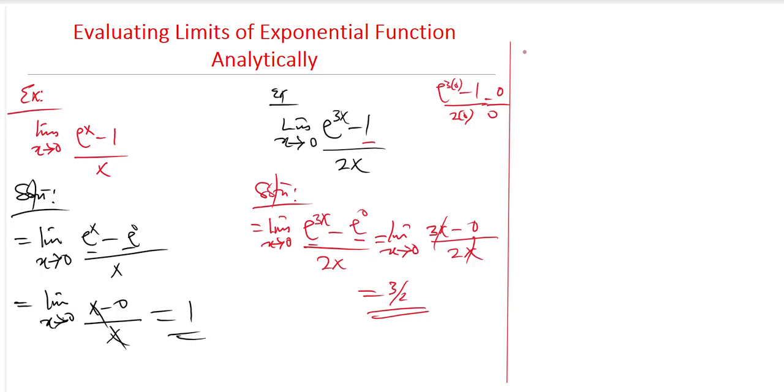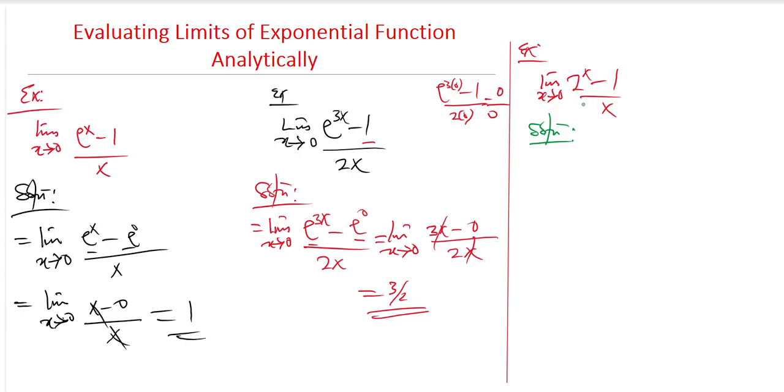The next example, you can as well pause the video and try your hands on it. If you are having to evaluate the limit as x approaches 0 of 2 to the power of x minus 1 all over x, how do you evaluate this? There are several ways we can evaluate this, because this is a bit tricky. It's not in base e.